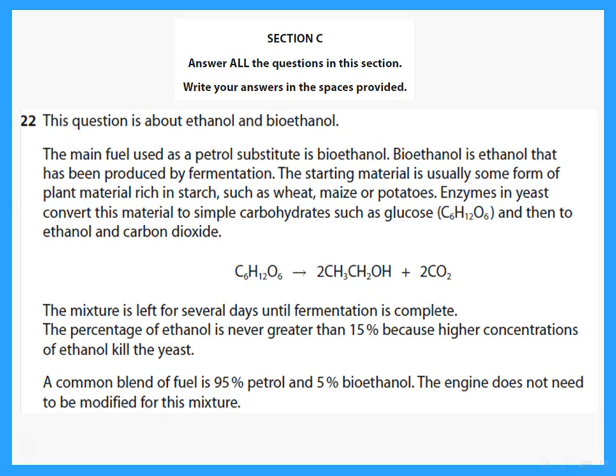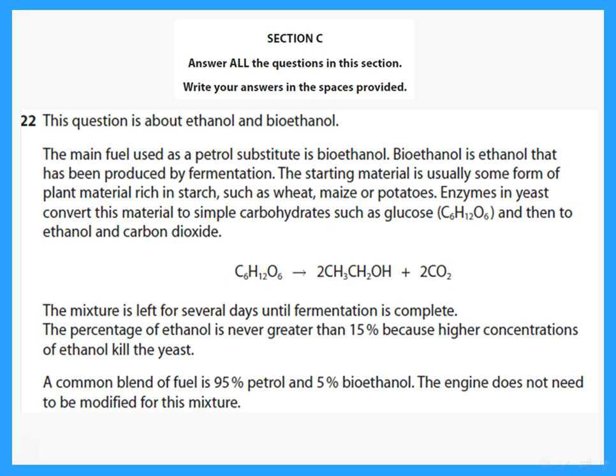This is the last section where he says this question is about ethanol and bioethanol. The main fuel used as a petrol substitute is bioethanol. Bioethanol is the ethanol that has been produced by fermentation. The starting material is usually some form of plant material rich in starch, such as wheat, maize, or potatoes. Enzymes and yeast convert this material to simple carbohydrates, such as glucose, and then to ethanol and carbon dioxide. The mixture is left for several days until fermentation is complete. The percentage of ethanol is never greater than 15% because higher concentrations of ethanol would kill the yeast.